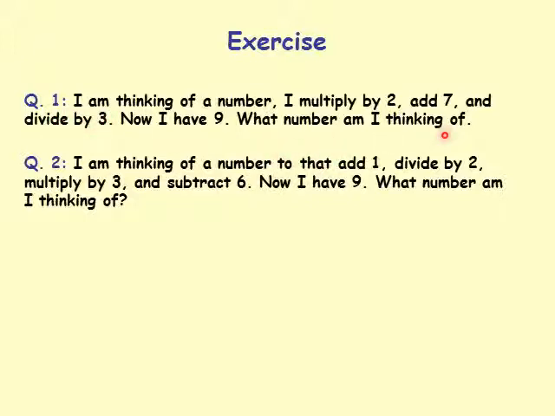Okay, let's continue in the reversal method. So we'll take the 9 here, multiply by 3, then subtract 7 and divide by 2. Let's continue here. Here's an example. The question is, I'm thinking of a number. To that I add 1, divide by 2, multiply by 3 and subtract 6. Now I have 9. What number am I thinking of? So use the reversal method to solve it.